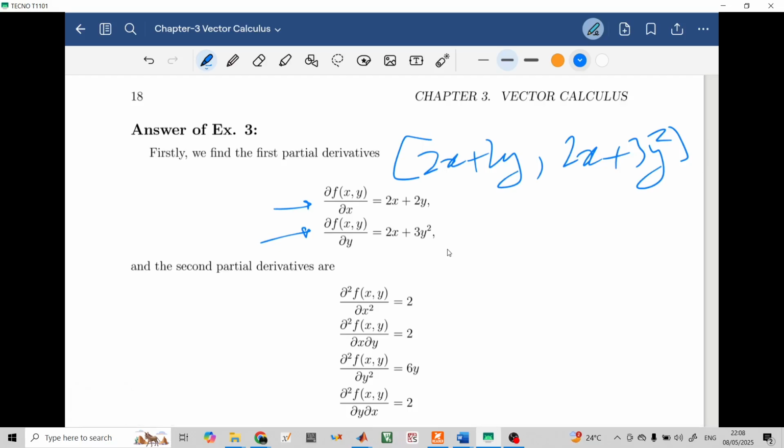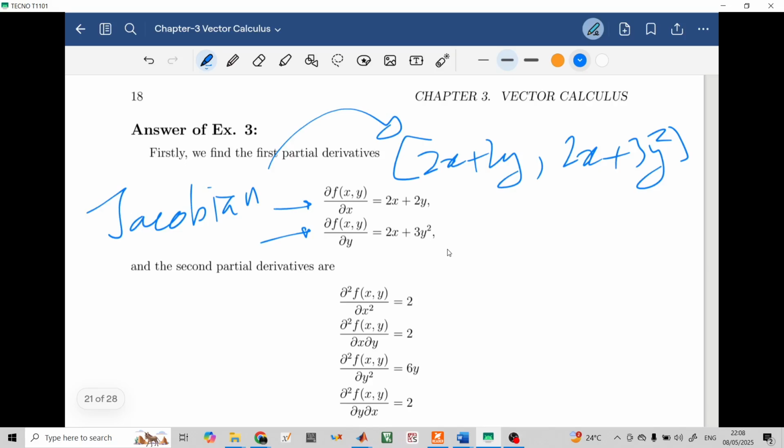So we found the Jacobian. This is the Jacobian. So the Jacobian, right? Great. Now we want to find the Hessian. Remember, the Hessian is a 2 by 2 matrix now. It's a 2 by 2 matrix, right? And it is a symmetric matrix.